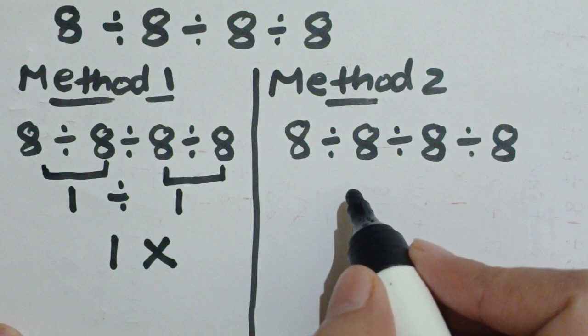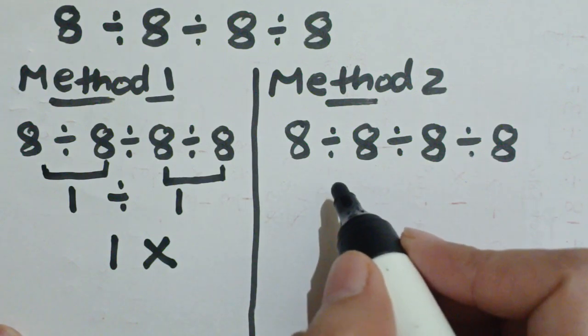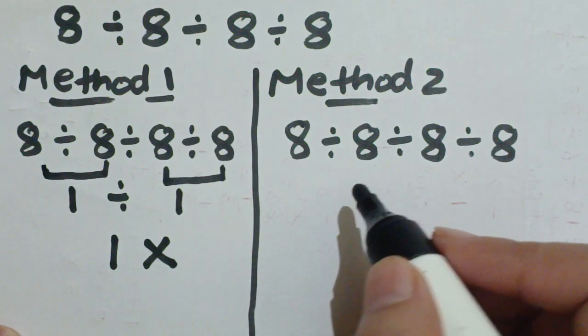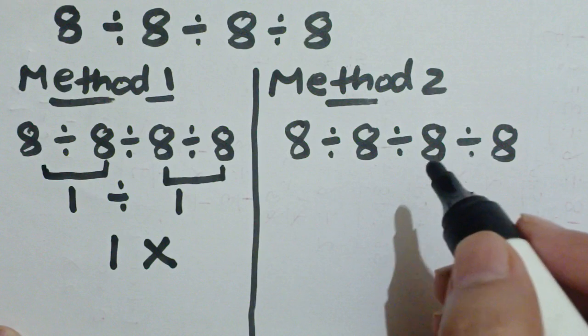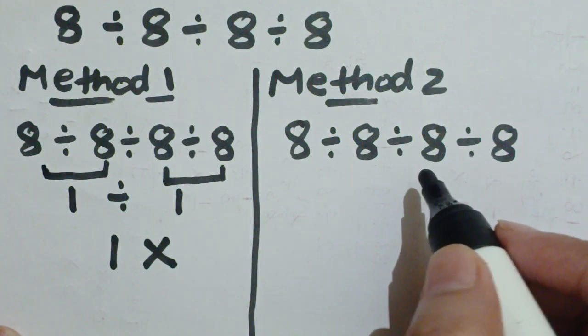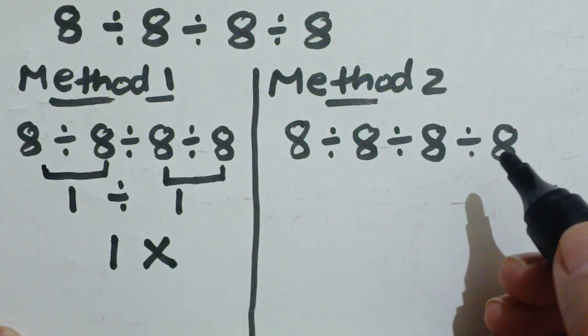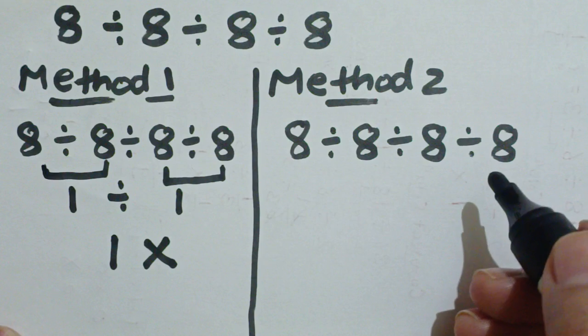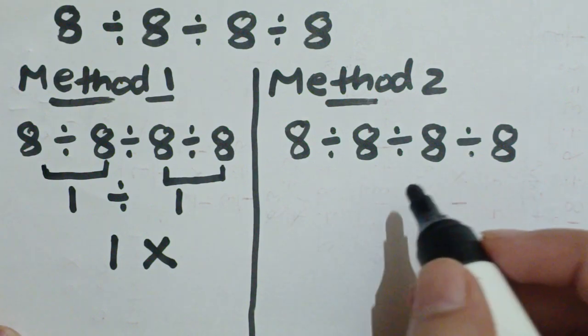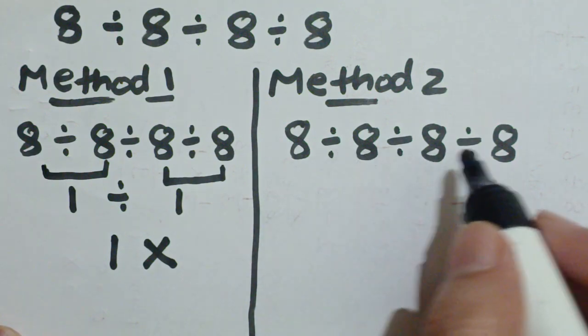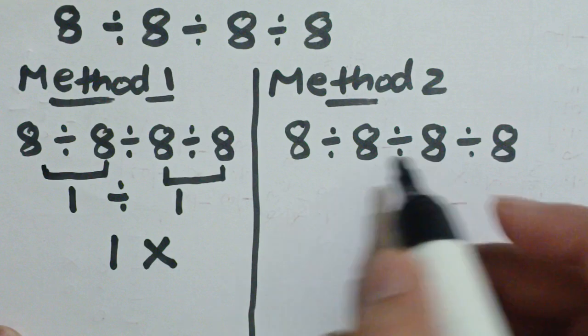So here you know the PEMDAS rule, that is the order of operations. First we'll do parentheses in PEMDAS. P stands for parentheses, E stands for exponent, M multiplication, D division, A addition, S subtraction. So here more than one division is there, so go from left to right.